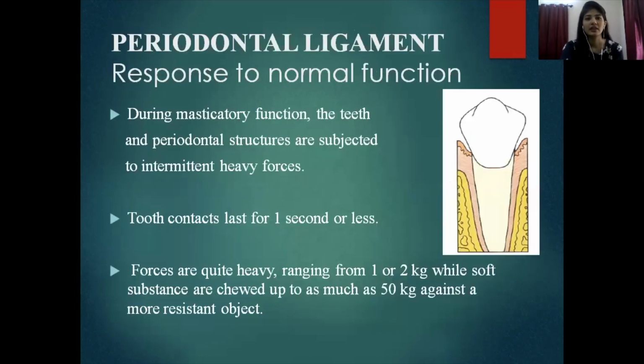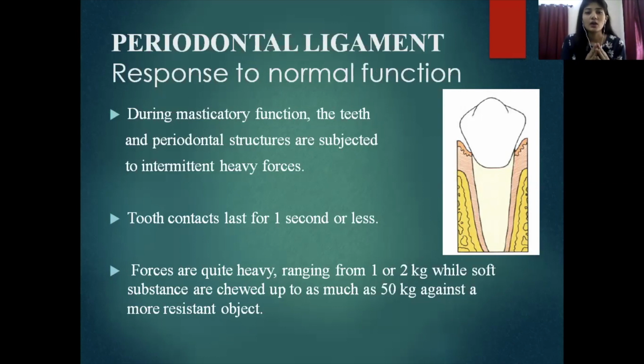So coming to the periodontal ligament's response to normal function, during masticatory function, the teeth and the periodontal structures are subjected to intermittent heavy forces. The forces are intermittent, so they go to zero, and when the force is applied, it is at the peak. Like the graph going peak to down, peak to down. The tooth contacts for at most 1 second or less when in occlusion, or during mastication.